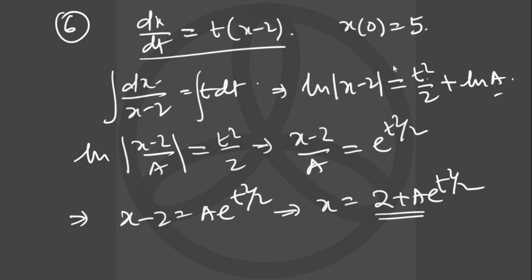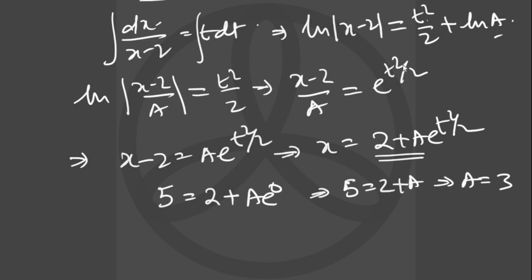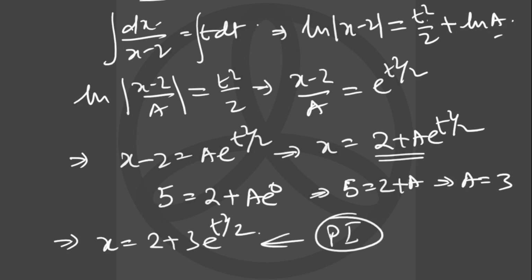Now the particular solution we have to find when t = 0 and x = 5. So we can write 5 = 2 + a e^0, or 5 = 2 + a. This gives a = 3, and when we substitute we get x = 2 + 3e^(t²/2). This is the particular solution.